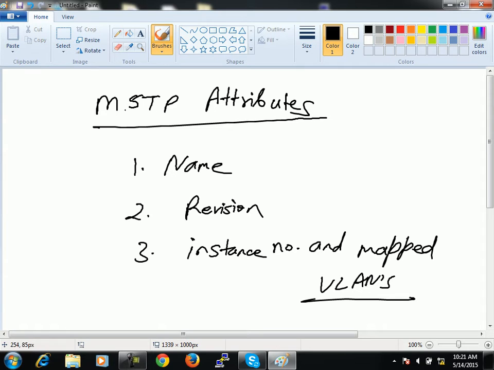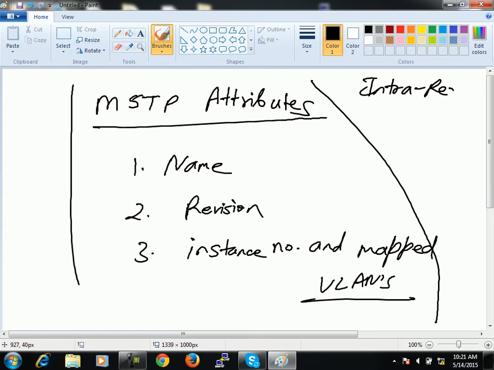So you can implement MSTP in two different scenarios. One is intra-region, and the second one is inter-region. First of all, I will be talking about intra-region MSTP configuration only. I hope that you have also learned this intra-region MST configuration during CCNP as well. I'm going to repeat it once again, because I don't think all of you remember all these things. So let me explain it to you.